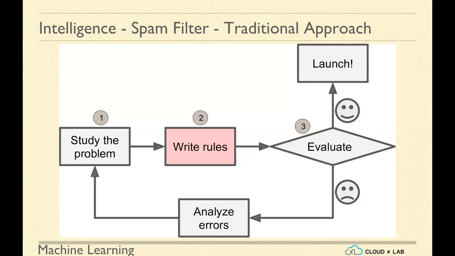This was the traditional approach, meaning we study the problem, write the rules, and evaluate whether our rules are working fine or not. If they're working fine, we launch. Otherwise, if it's not performing great, we go back and study the problem again. Now, question to all of you: what problems do you see in this approach? This is the traditional approach where we sit down and study the problem, create the rules or code, evaluate, and then launch.